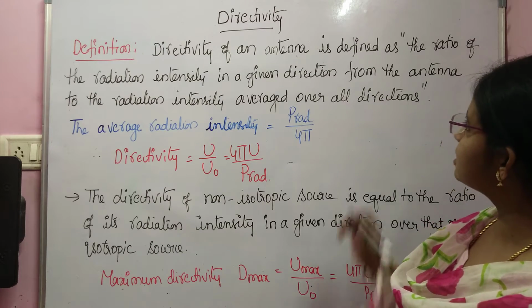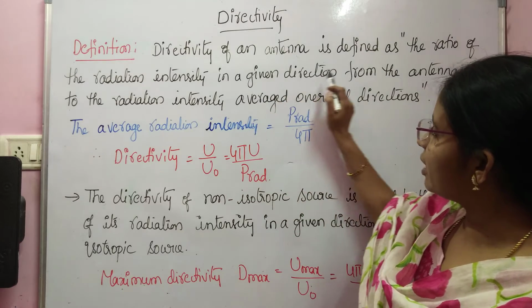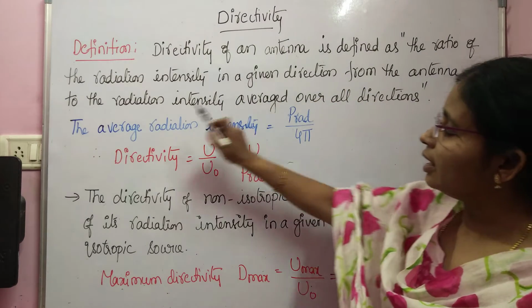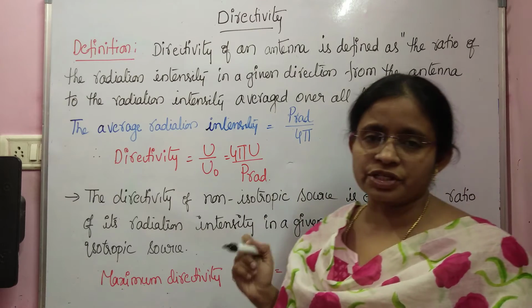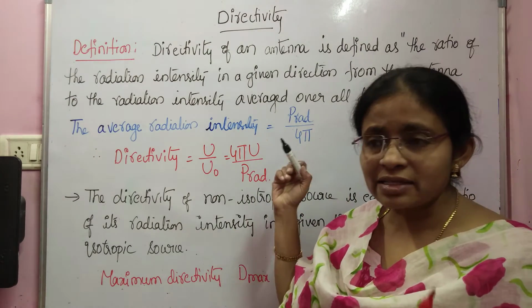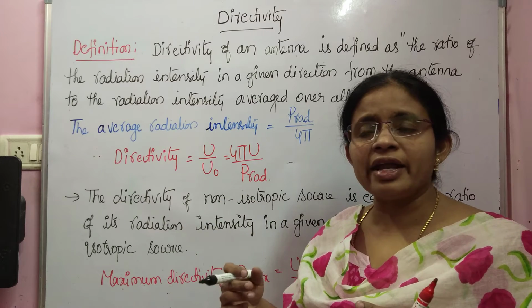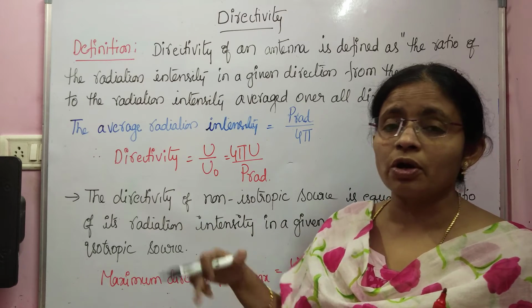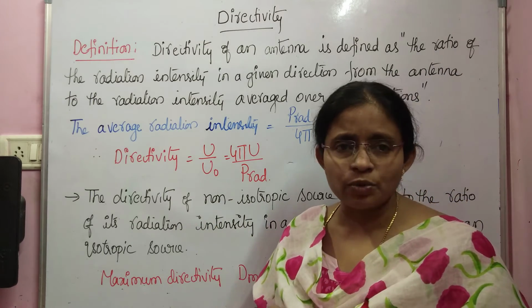Directivity of an antenna is defined as the ratio of the radiation intensity in a given direction from the antenna to the radiation intensity averaged over all directions. It is the ratio of radiation intensity in one direction and the radiation intensity averaged over all directions. Take one antenna. The antenna will radiate one signal.